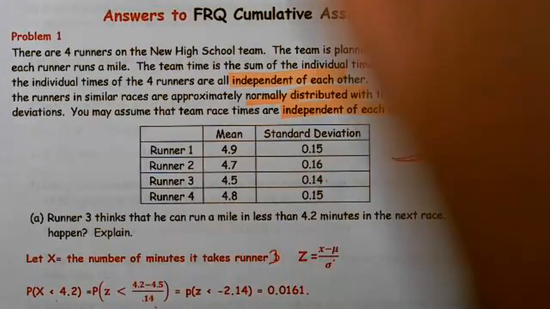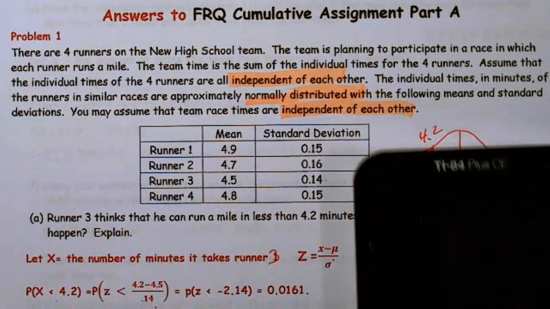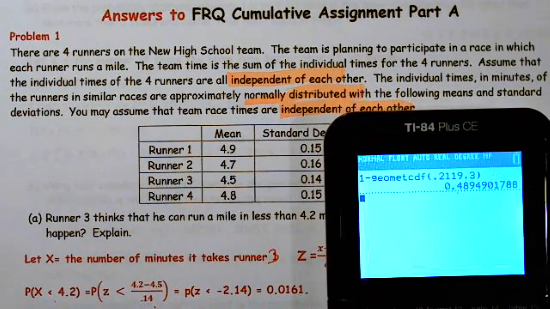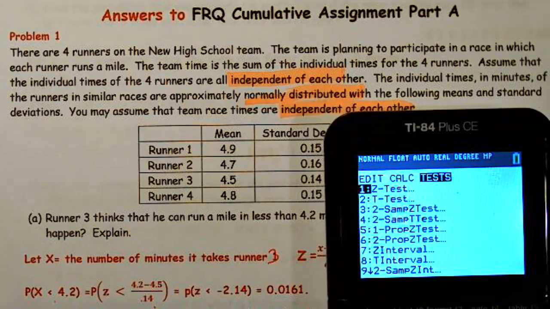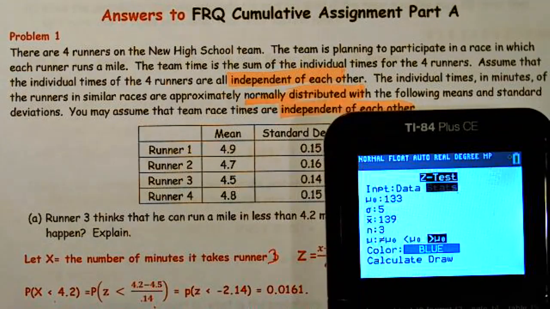All right, so then I'm going to use a calculator, and there's 2 ways to do this in a calculator. I'm only going to show one of them. I'm going to do the shortcut. It's going to be stats, test, and just the z-test. And in this case, my mean was 4.5. My standard deviation was 0.14 for runner 3. My x is 4.2. And my sample size is just 1 runner. So my sample size is size 1. And I want to know the probability that he can be less than that.